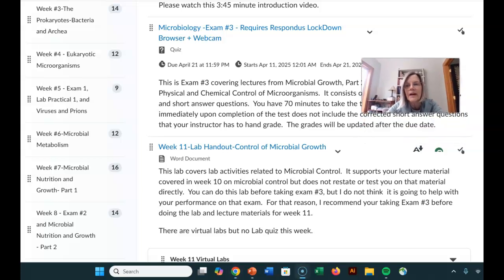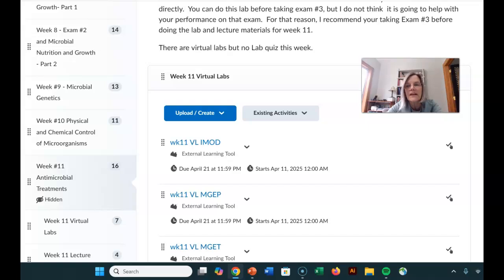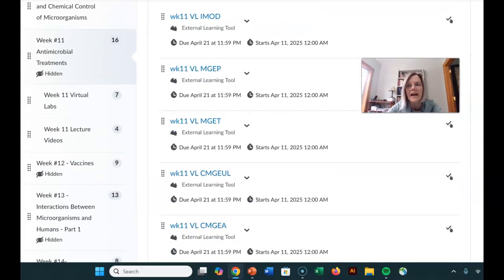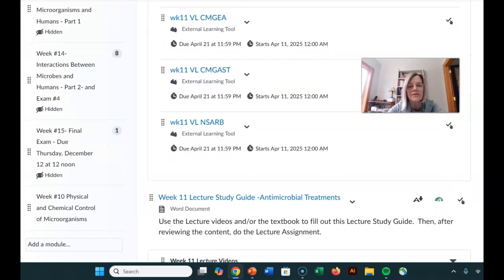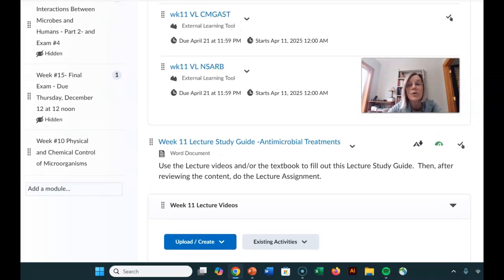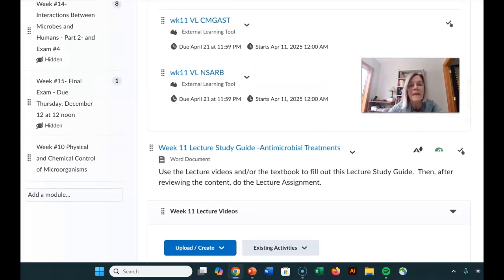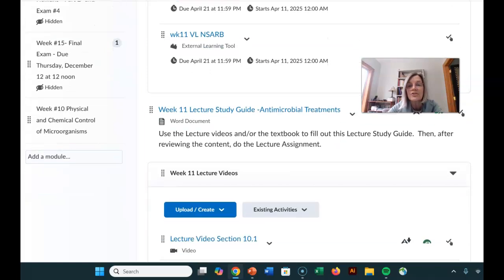There's also a little bit about antibiotic resistance. So some of the information we're doing this week in lecture is also in that lab handout. You'll see in the lab handout, there's a bunch of virtual labs. There's a couple videos to watch. But there is no lab quiz. So no lab quiz this week. I didn't forget to put it on here. There just isn't one.